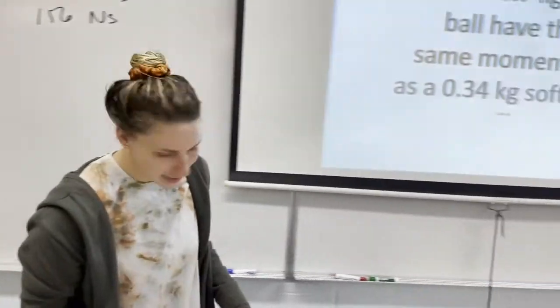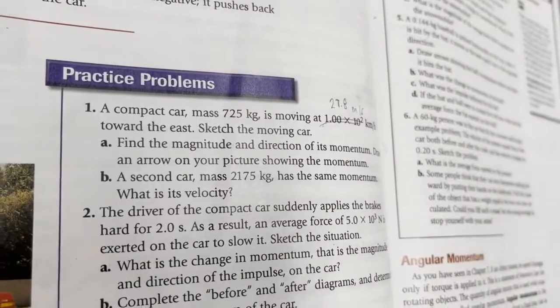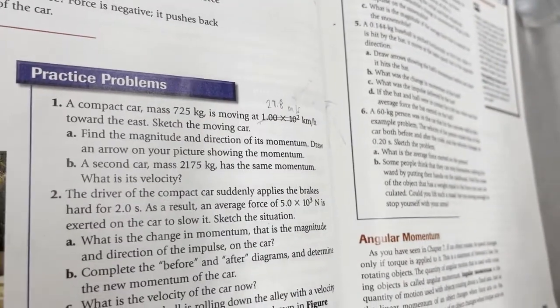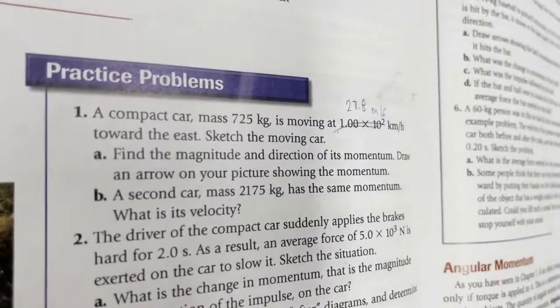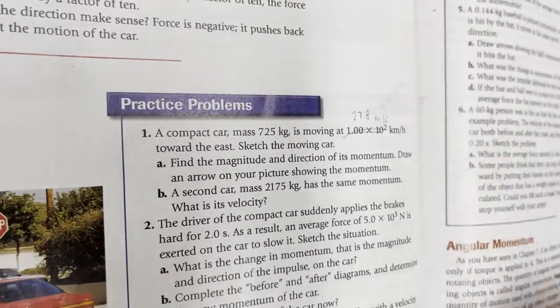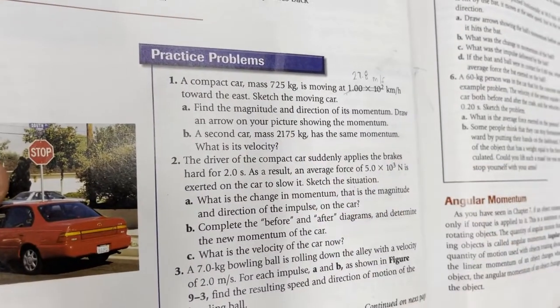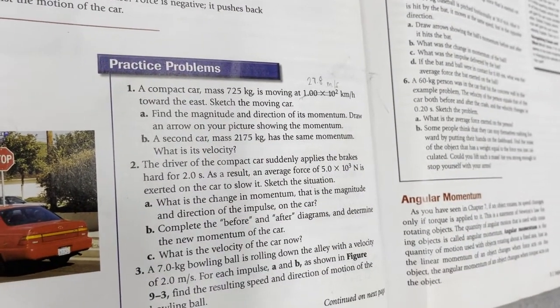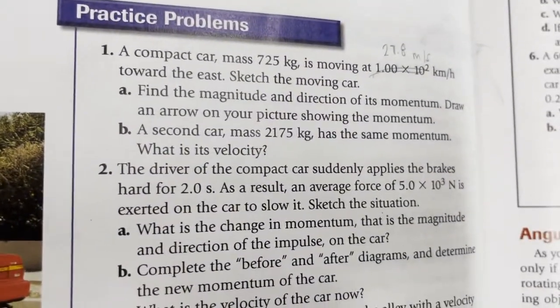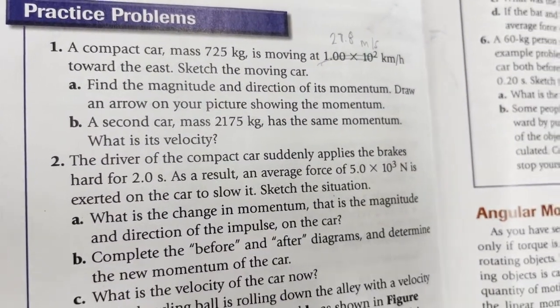Okay, so we're going to take a look at page 204. And it says number 1. We're going to do this underneath the thing. A compact car with a mass of 725 kilograms is moving at 27.8 meters per second towards the east. Sketch the moving car. Let me sketch first. Toward the east? What is east? Oh, that's the direction. And then it says find the magnitude and direction of its momentum.